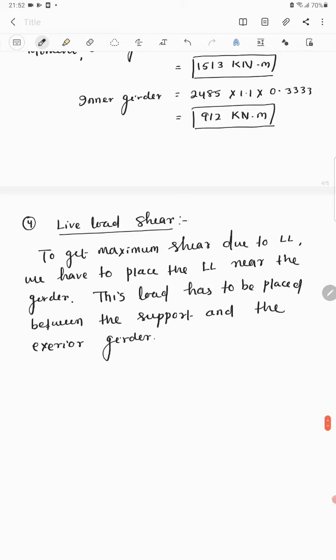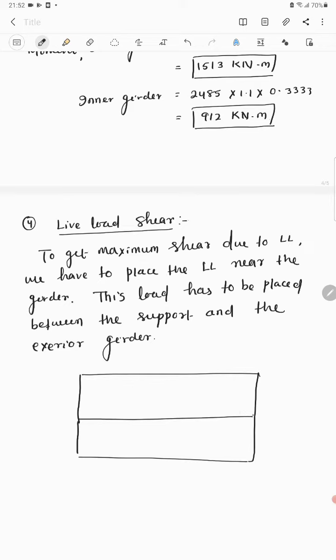Okay, so let's draw this figure. This is the plan view. So this is A, first outer longitudinal girder. B will be the inner girder. C will be another outer girder. Okay, so this distance is 2.5 meter. This is 2.5 meter. And we have 5 number of cross girders. And distance is, this is 4 meter.